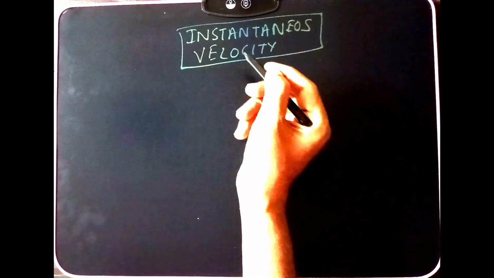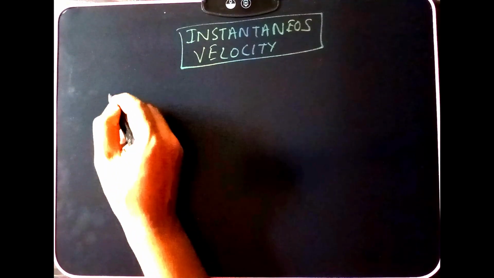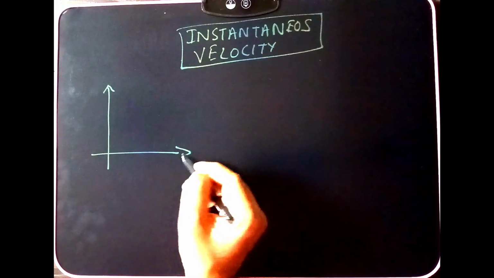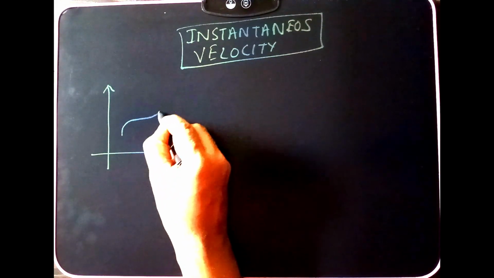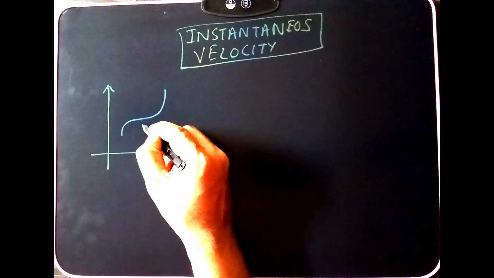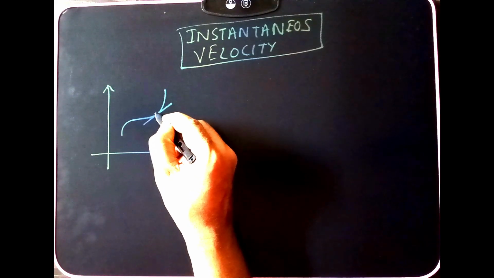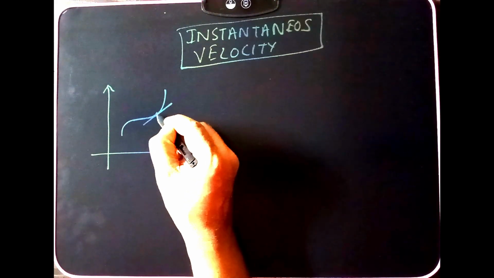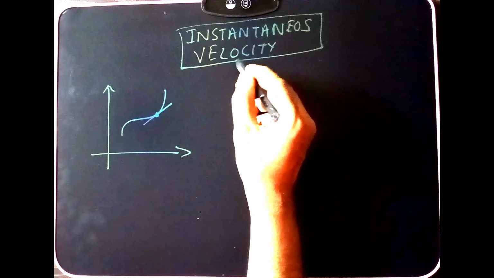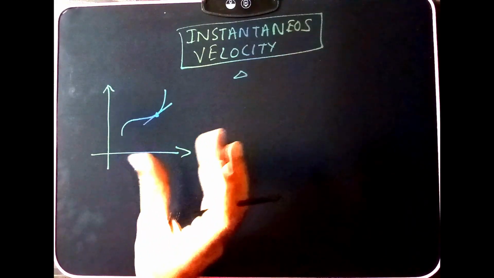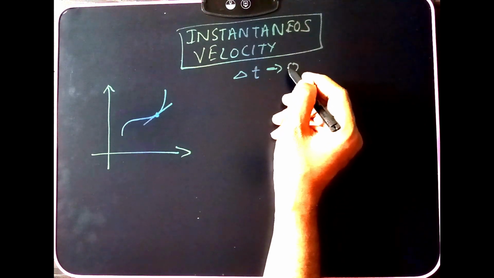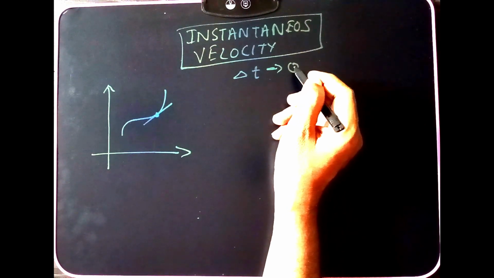Instantaneous velocity is given by the tangent on the graph. If we have the motion of the particle in a particular fashion, then the instantaneous velocity is given by drawing the tangent at that particular instant. So we know that for instantaneous velocity, the time period has to shrink. So delta t tends to 0. That is when we get instantaneous velocity.